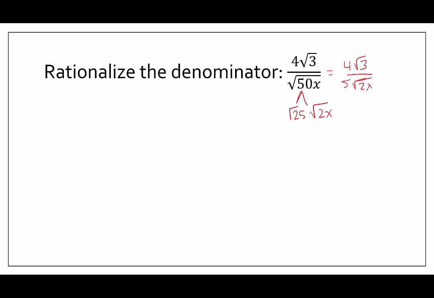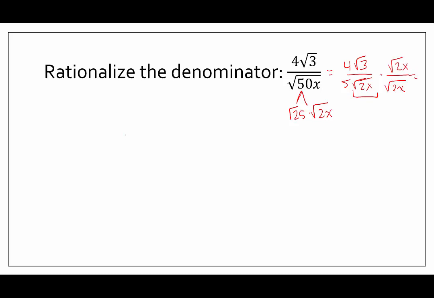Now I just need to get the root 2x to be rational because 5 is already a rational number. So in order for 2 to be multiplied to something that's going to be a perfect square, I would need another factor of 2. And same with x. If I need x to become something that I can take the square root of, I need another factor of x. Then whatever I do to the denominator, I do to the numerator, and we simplify.